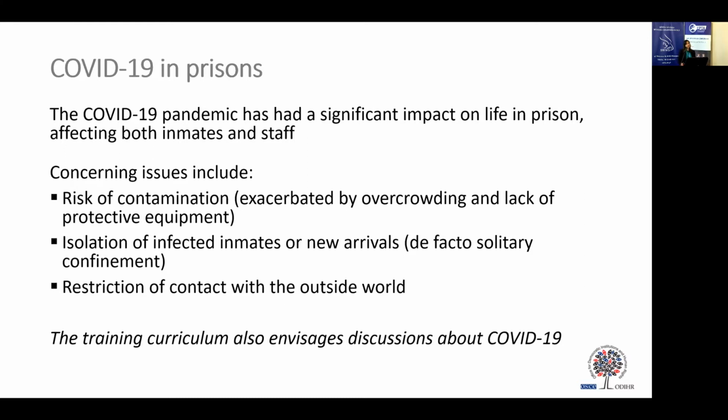But COVID also affected prisoners in other ways. For example, very often new arrivals or people who have been infected or suspected of being infected are isolated from others, which of course makes sense to ensure that they won't contaminate other inmates, but sometimes the way they are isolated amounts to de facto solitary confinement. Also, contact with the outside world has been severely restricted, sometimes with adjustments, for example, the use of new technologies, but it still creates challenges and it cannot always replace meaningful human contact.